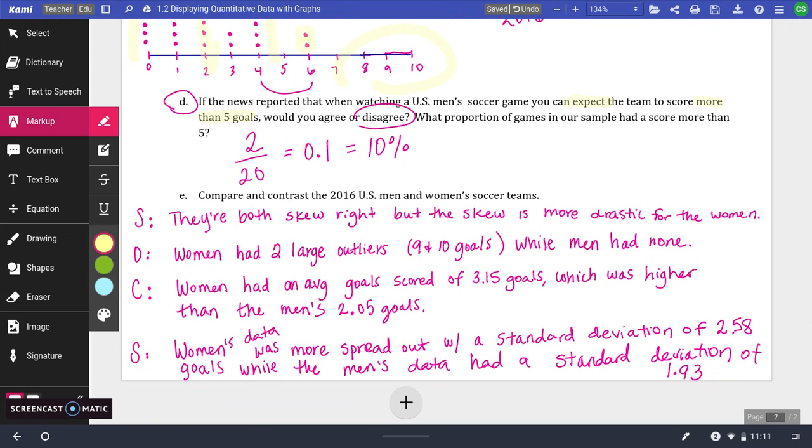So that is how you would compare and contrast, describe both distributions. And again, I'm looking for comparative language. Who had a higher one? Who was more? Who was less? Men had none. So make sure you're comparing the two distributions, okay? Not just listing information.